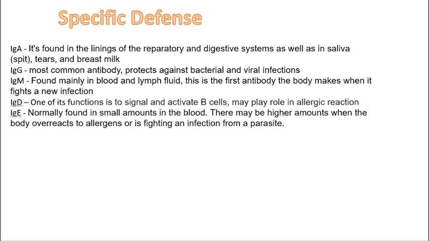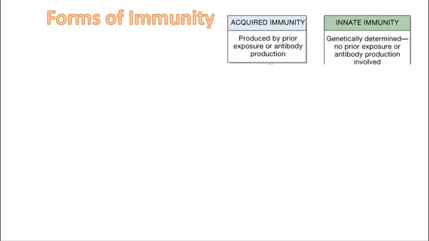Immunoglobulin D's functions include signaling and activating B cells. It may also play a role in allergic reactions. Immunoglobulin E is normally found in a small amount in the blood, but there may be a higher amount when the body overreacts or an allergic reaction occurs. So its role is with allergies.